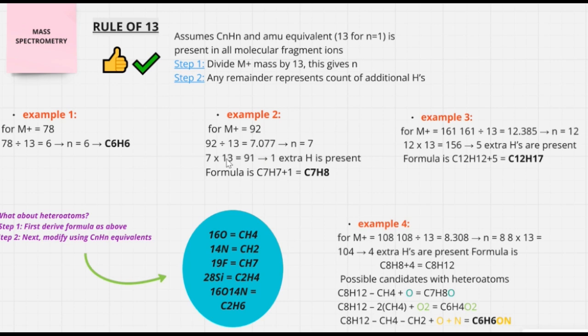So now we get the answer, that is 156. So we have M+ as 161, so it means that there's a difference of 5. So these 5 extra hydrogens will be added, so the formula will be C12H17, because 5 is the remainder, and we have understood previously that we'll consider this remainder as additional hydrogens.